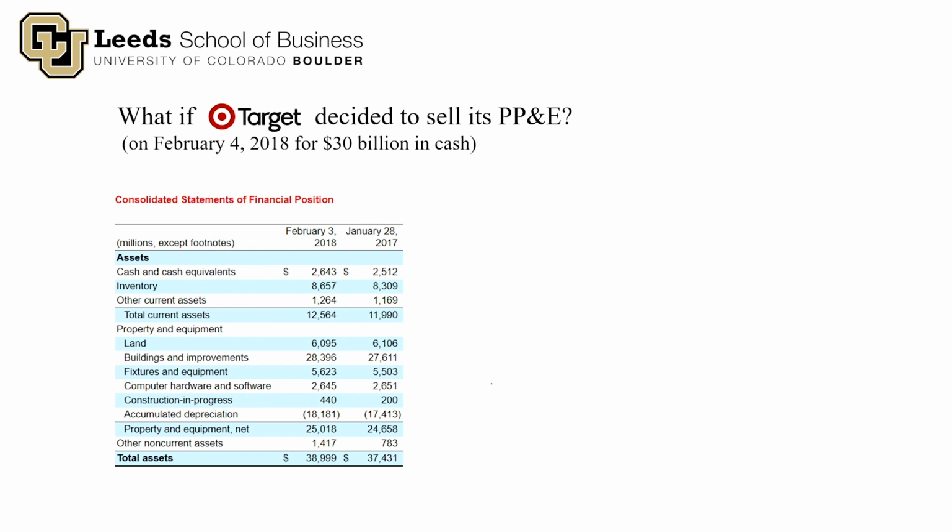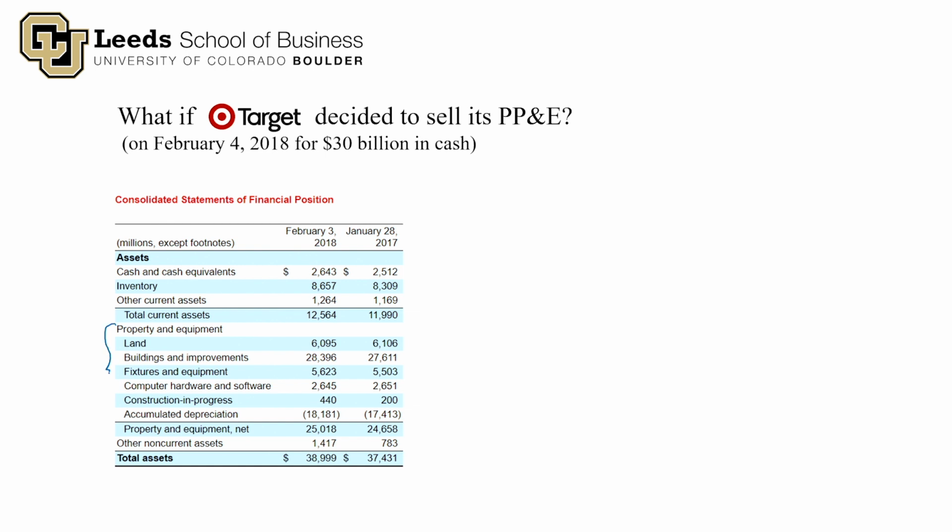And we'll use Target as an example. We're going to imagine a transaction. What if Target decided to sell all of its PP&E? Okay, so Target is just exiting the business altogether. They're going to sell every single piece of property, plant, and equipment that they own. They're going to sell it on February 4th, 2018 for $30 billion in cash. So they got some buyer who wants to buy all of this PP&E.